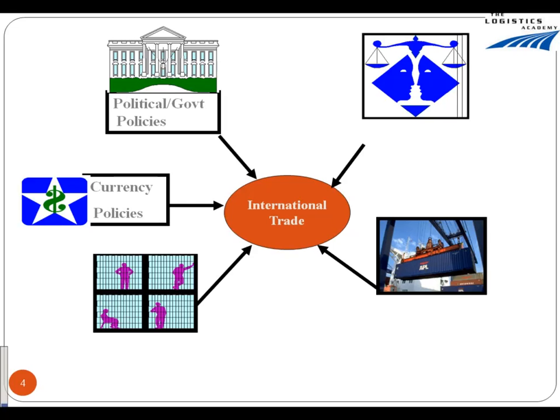Then we have things on currency. The world is trading in many currencies. Currently, the US dollar is the most favored currency, and the euro. So it depends on where you are buying the goods from. In some countries, they have some currency restrictions.